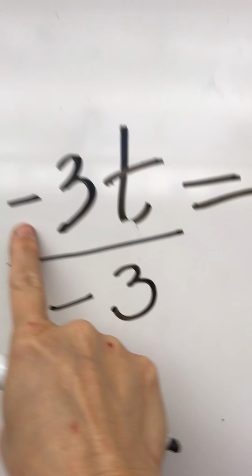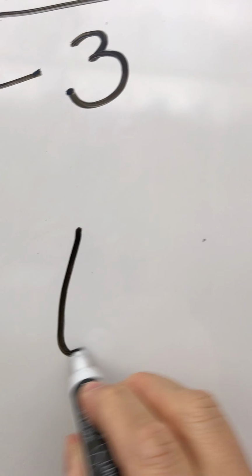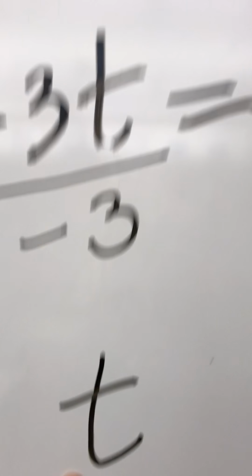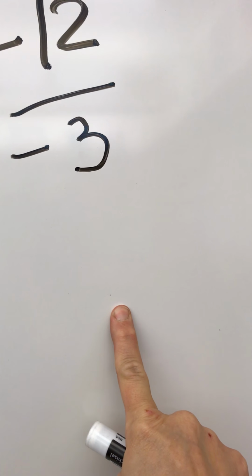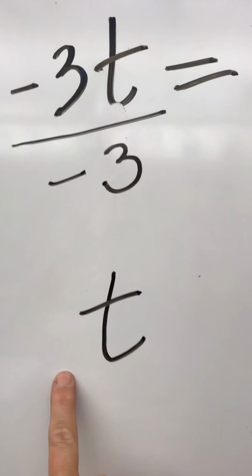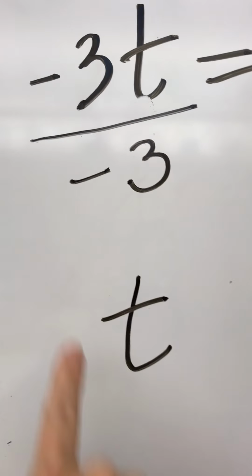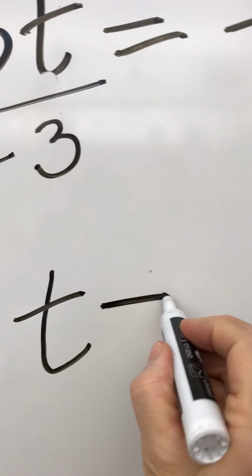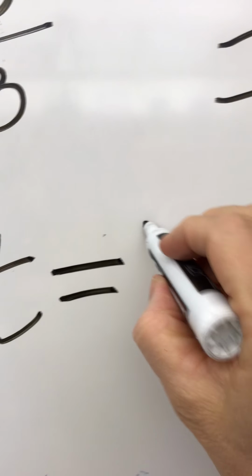All right, so negative 3 divided by negative 3 is 1. That gives us just t. We have now successfully isolated our variable on the left side of the equation. Actually, we could have it on the right side of the equation. It matters not which side it's on, but in this case, the t happens to be on the left side. Negative 3 divided by negative 3 is t, and then we bring down our equal sign. Negative 12 divided by negative 3 is 4.